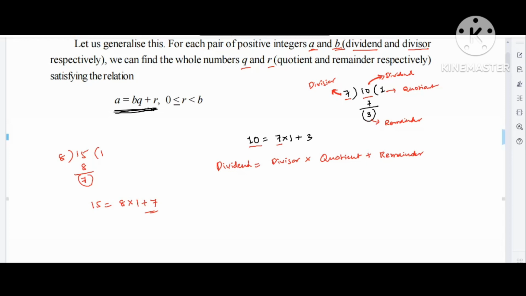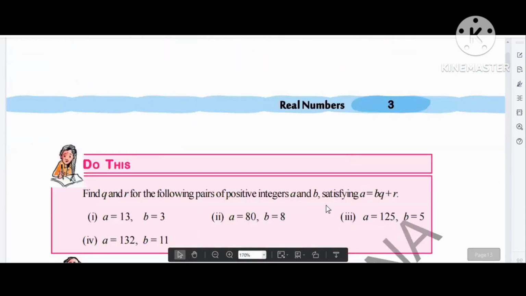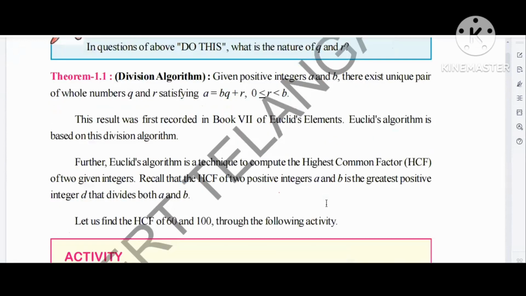According to the Euclid division algorithm, what is the statement? Let us see here. Given positive integers a and b, there exists a unique pair of whole numbers q and r satisfying a equal to bq plus r, where 0 less than or equal to r less than b. So what is this condition? Here r is the remainder.